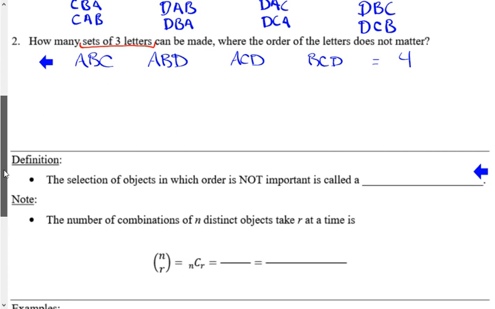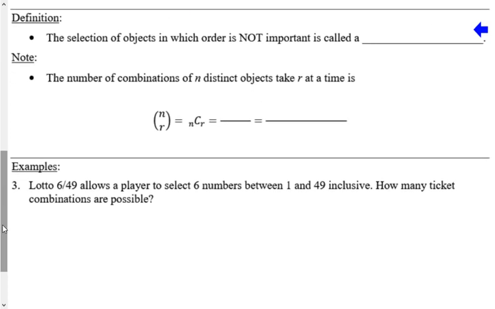Which leads us to our definition here. A selection of objects in which order is not important, that is a combination.